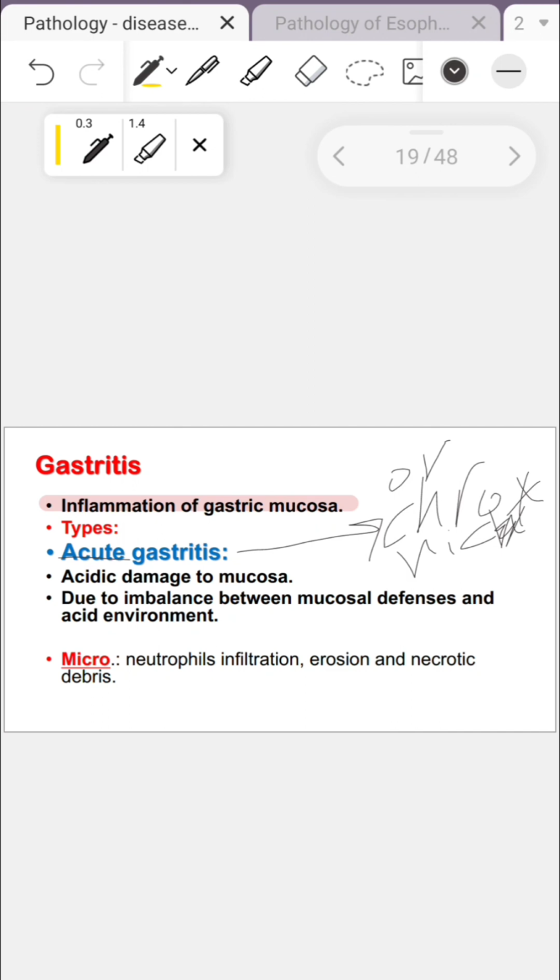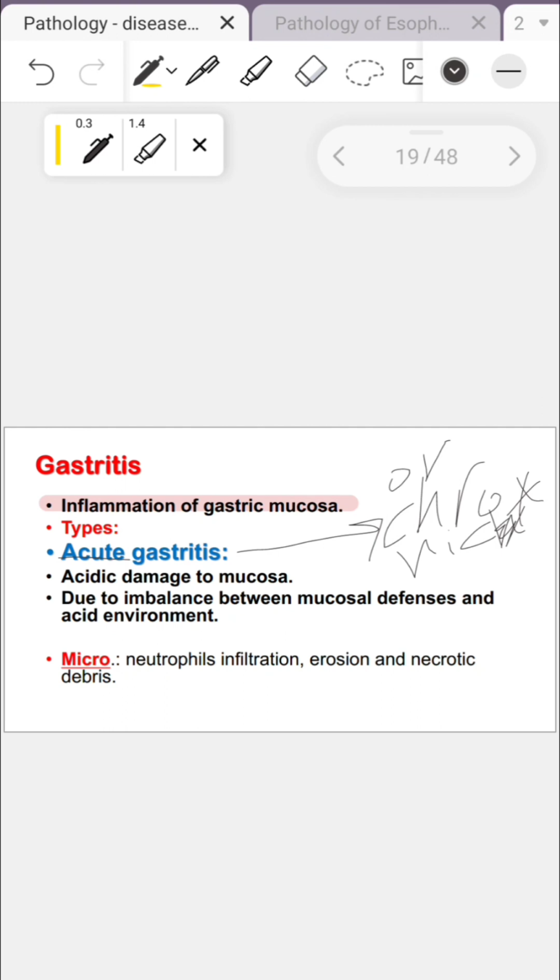So remember what causes acute gastritis: either an increase in acid production, anything that increases acid production causes acute gastritis, or an imbalance between the normal defense mechanisms and the acid production. Any of the physiological mechanisms we mentioned, when there is a defect or imbalance, will result in acute gastritis.